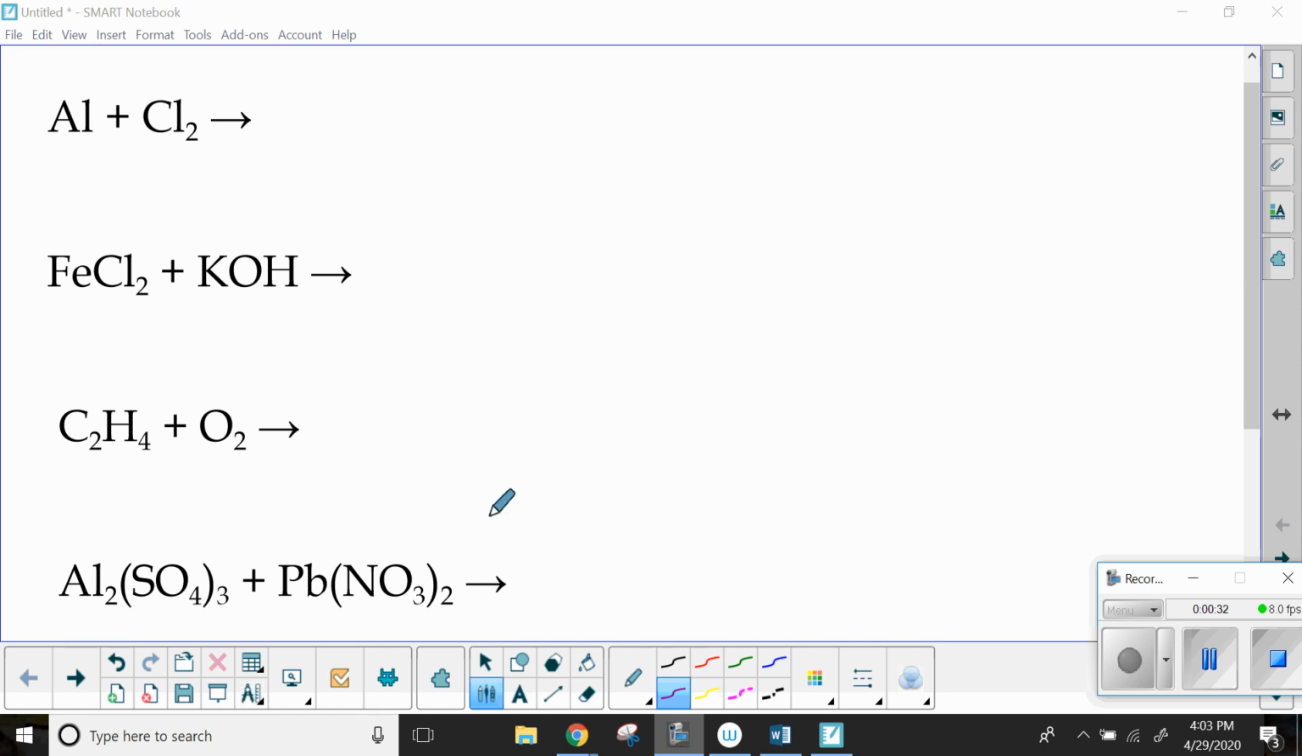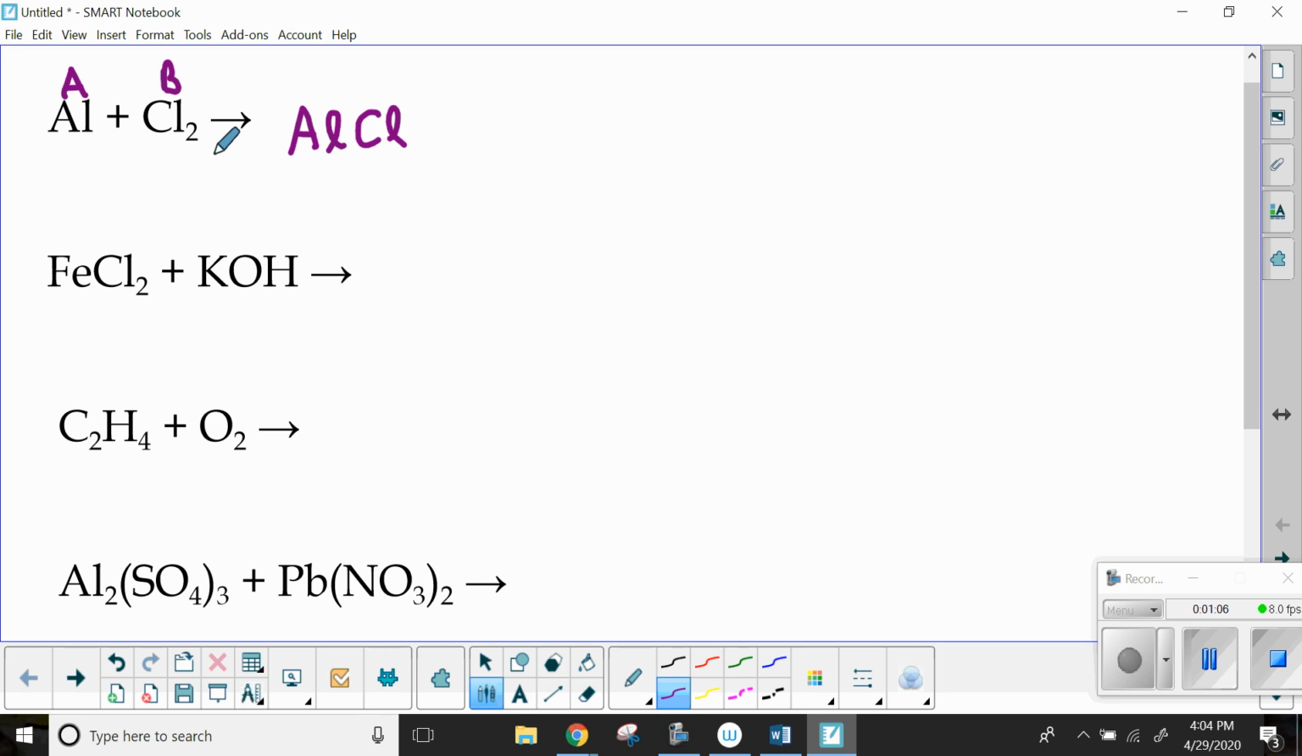So for this first one here, in order to predict what I'm going to make, I have to decide what type of reaction it is first. I've got an individual element here, aluminum, and I've got an individual element here as well, which is going to be chlorine gas. So I've got an A plus B situation going on. Hopefully in your notes you saw that an A plus B is a synthesis reaction, and you end up making something with aluminum and chlorine.